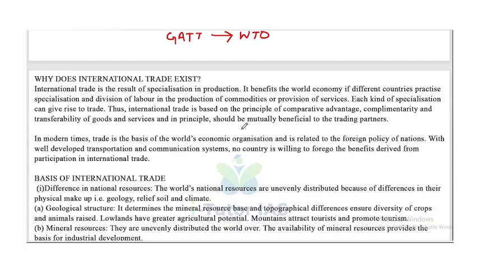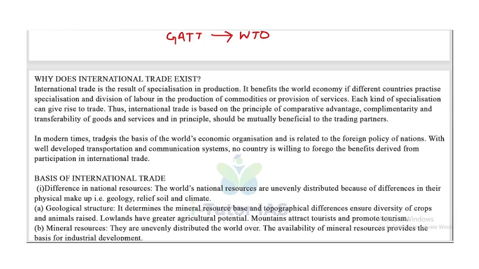Now, why does international trade exist? International trade is the result of specialization in production. It benefits the world economy if different countries practice specialization and division of labor in the production of commodities or services. Each kind of specialization can give rise to trade. Thus, international trade is based on the principle of comparative advantage, complementarity and transferability of goods and services, and in principle should be mutually beneficial to the trading partners.